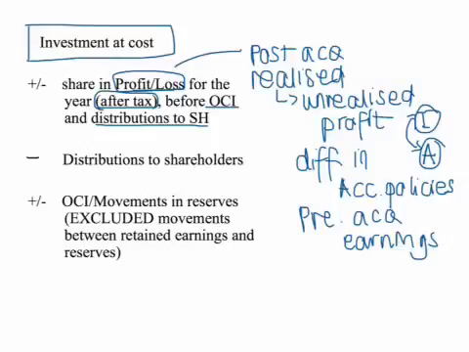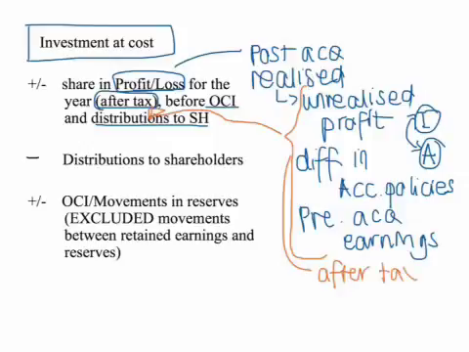I just want to make the comment that if we make any adjustments like these, the unrealized profit or accounting policy or pre-acquisition earnings that need to be adjusted, because this adjustment is made to the profit and loss figure after tax, these adjustments should also always be made after tax. So you'll see if you look at examples where the unrealized profit is adjusted, it's the after tax figure that we use.